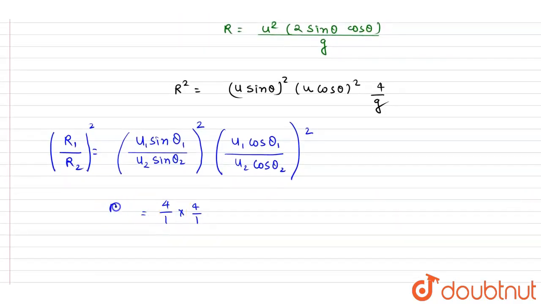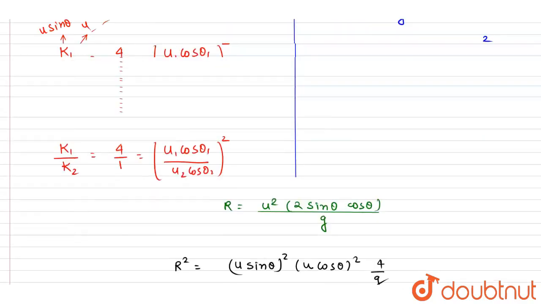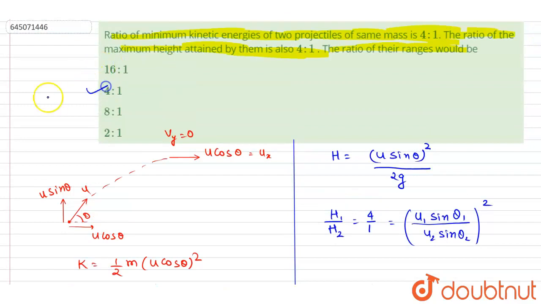So from here I can write down, it will be under root of this, right? If we take under root both sides, so this is the value of r1 by r2 whole square, so it will be 4 by 1, and this is the answer. Now you can check for the option B is the correct one.